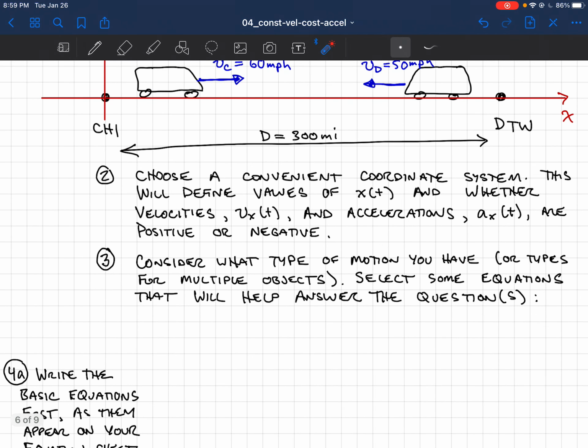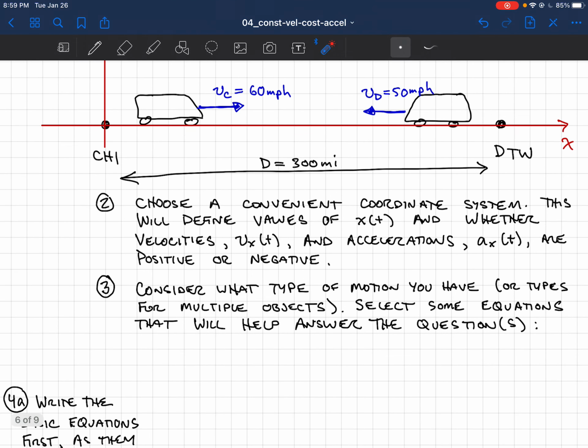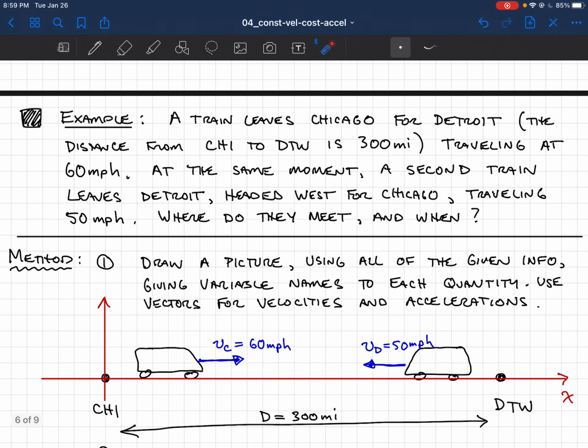Now we want to try and see what type of motion we have and then pick out equations from the ones that we derived. So it's helpful to have your equation sheet in front of you to see what those equations are. And it's also important, of course, to look at the question to see what we're trying to figure out. So what we're asked is, where do they meet and when?